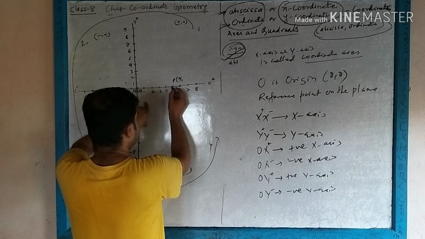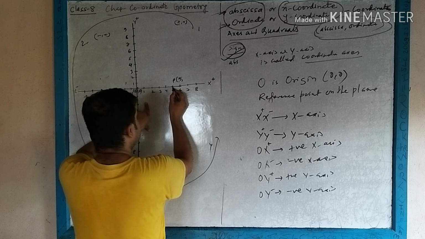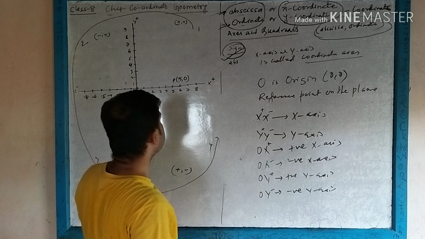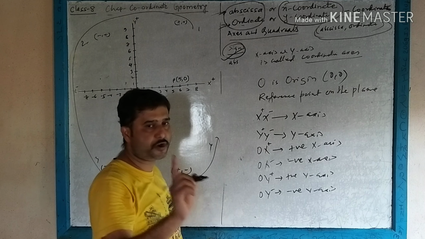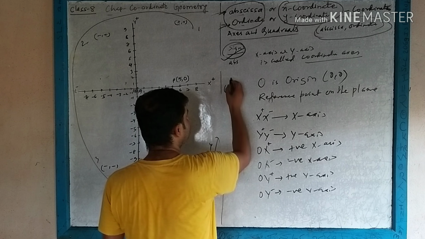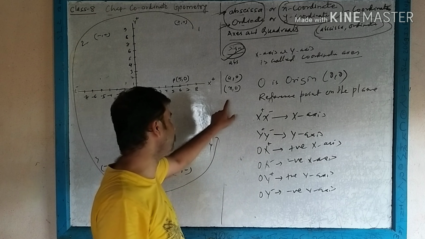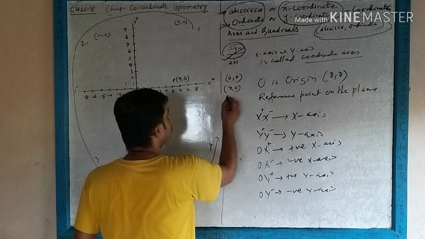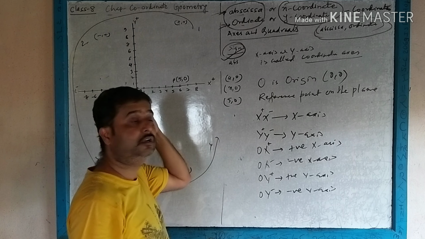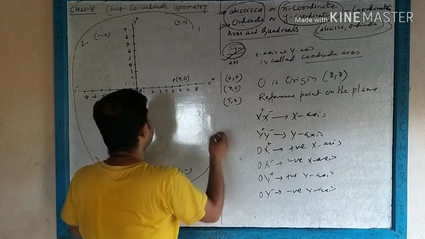First count along the x-axis, 5, and along the y-axis, how much? 0. So 5, 0 is a point on the x-axis. Any point on the x-axis is defined by x, 0 or a, 0. If the value of x is positive, here 5, the point 5, 0 will lie on the positive axis.